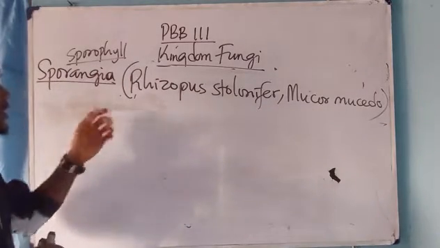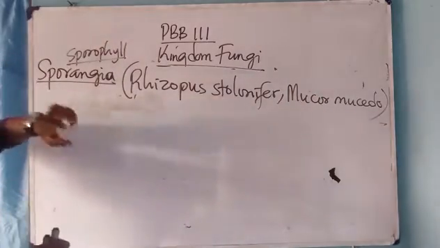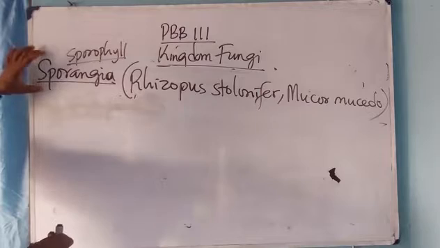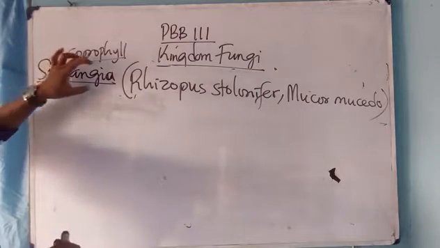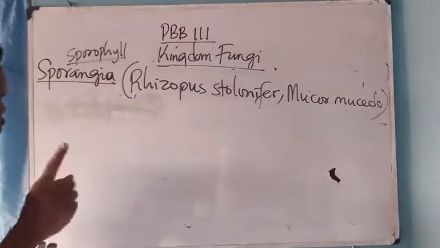Now I said Rhizopus stolonifer and Mucor mucedo have their spores in a structure called sporangia. Good, nice one.